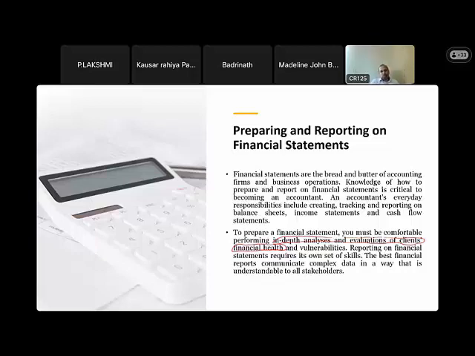In this entire course, you will get all kinds of frameworks. You will understand the different ratios: debtors turnover ratio, creditors turnover ratio, creditors payment period, all sorts of jargon and formulas you will learn. But the thing is that you develop your skill to analyze in depth and evaluate all sorts of things. You have to design and think about that culture in your business. The best financial report communicates complex data in a way that is understandable to all stakeholders.